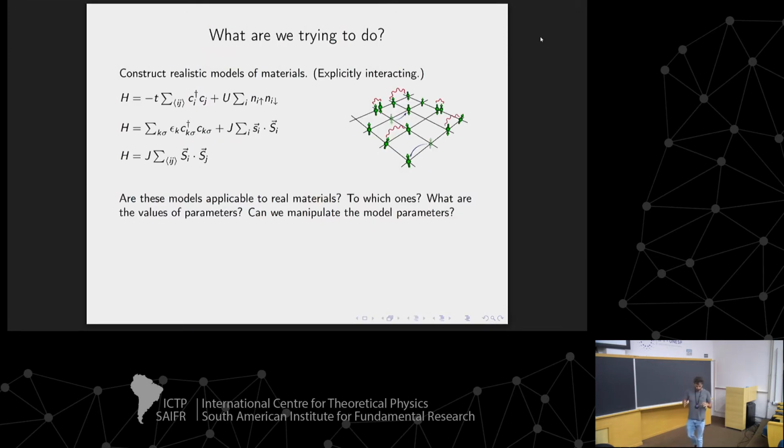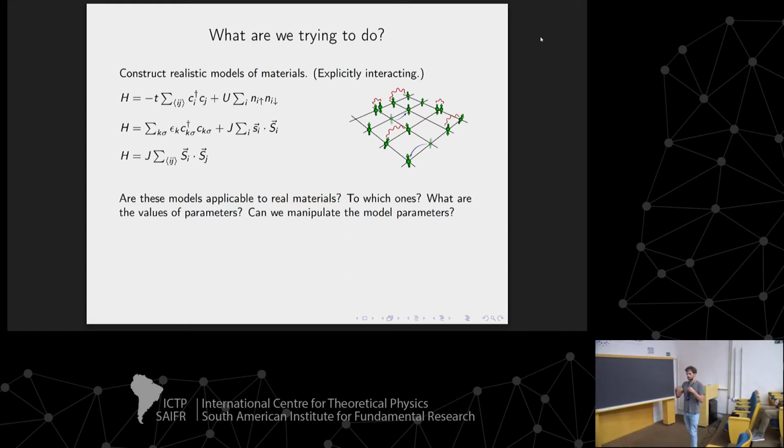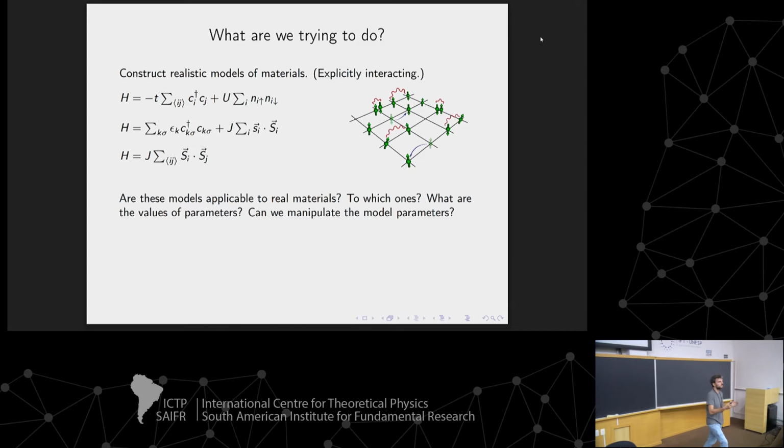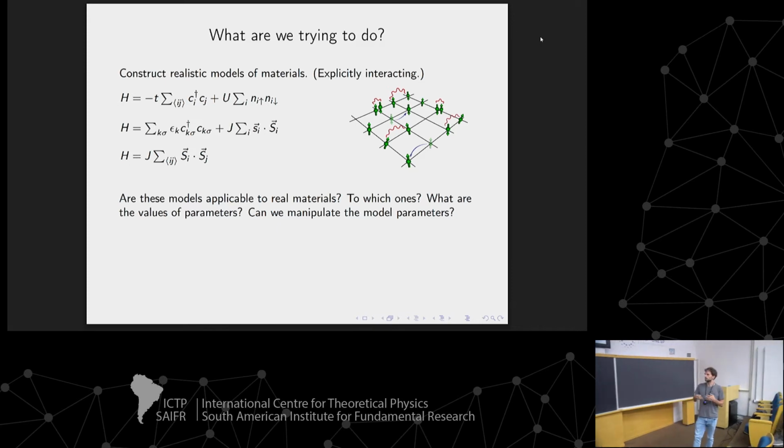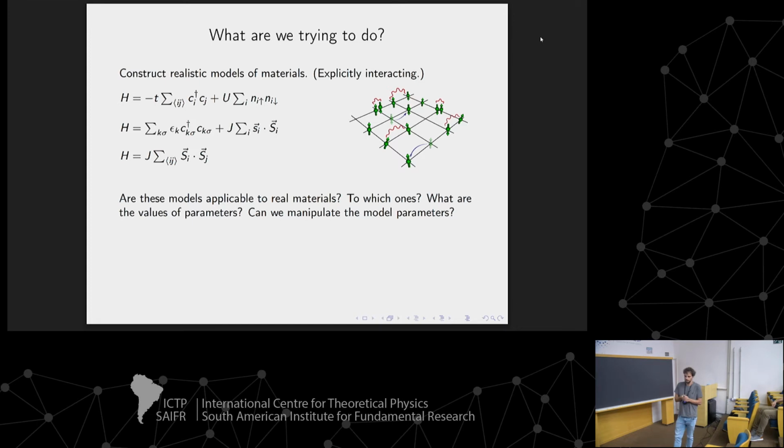Right, so what do we want to do here? We are really trying to construct effective models of materials, explicitly interacting if needed, especially for strongly correlated materials. Things like the Hubbard model, the t-J model, the Heisenberg model, and we want to know if these kinds of models that theoreticians like so much to study correlated materials are really applicable to real materials, and if they are, to which materials each model is applicable.